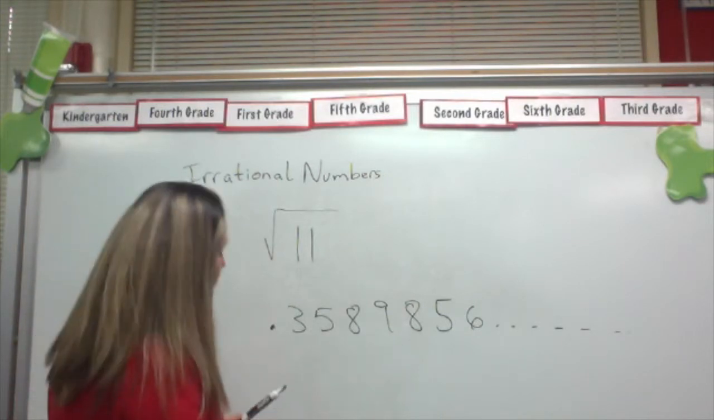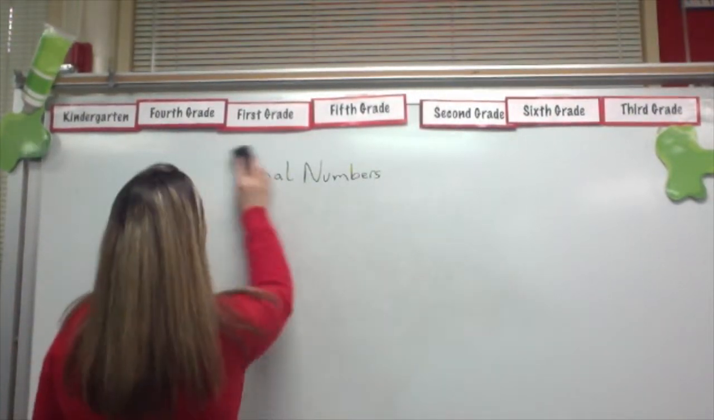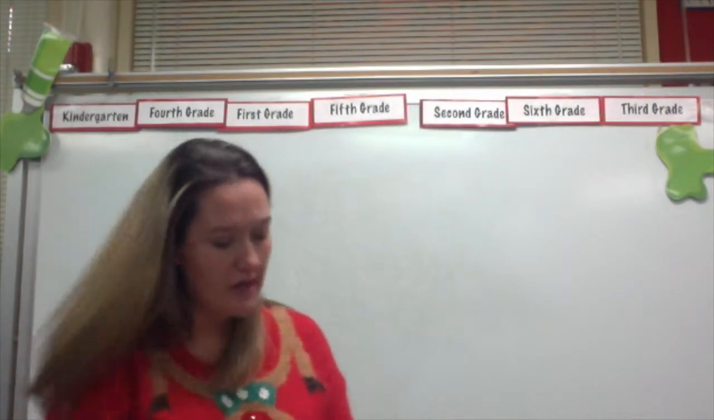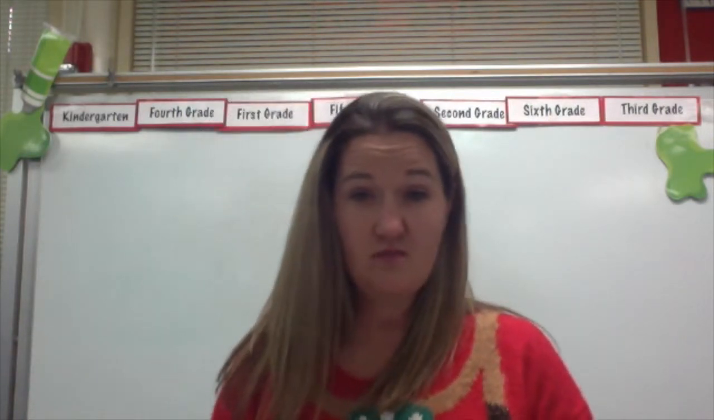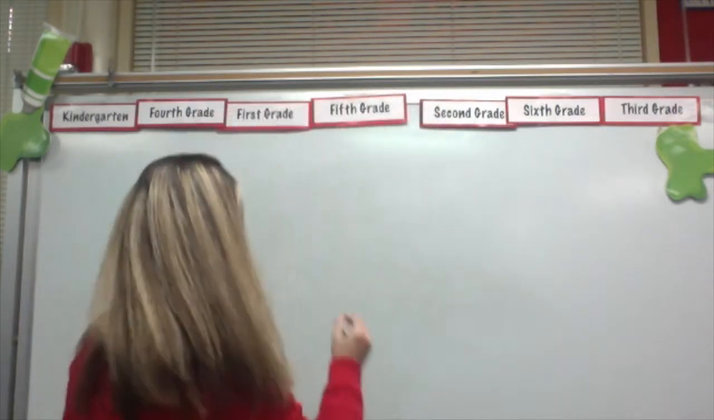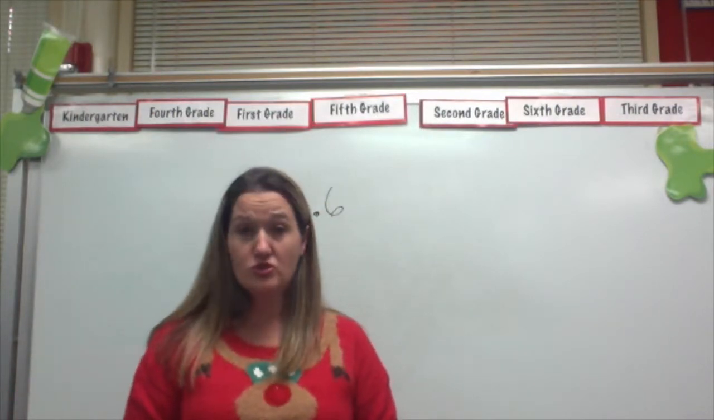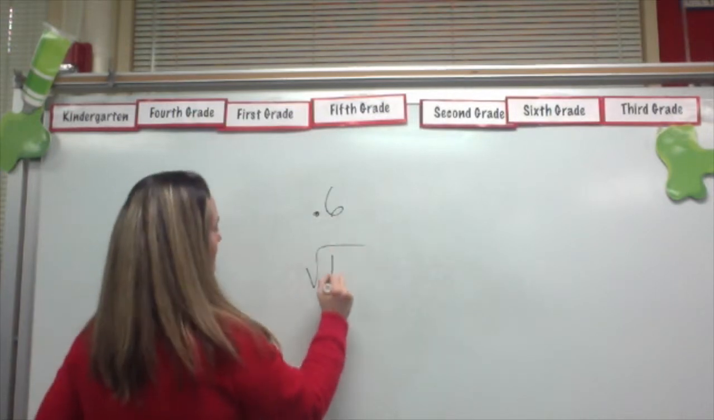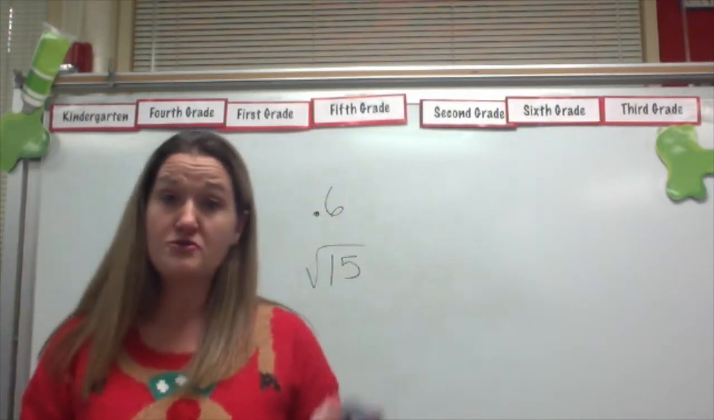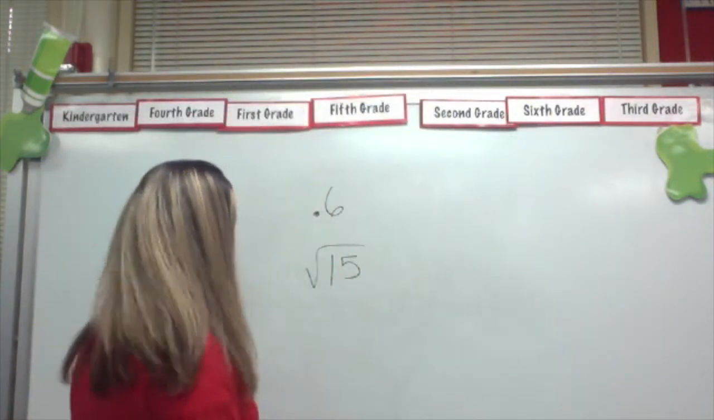Okay, so let's practice identifying rational and irrational numbers. Let's do a few. 0.6. Is that rational or irrational? It's rational. It's a terminating decimal. Let's do square root of 15. Well, if you know your perfect squares, you know that's not a perfect square. On my calculator, square root of 15. Oh, look, it's a random string of numbers. There's no repeating, there's no pattern, so this is irrational.